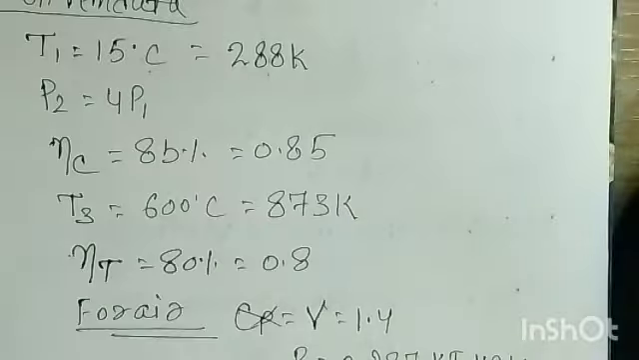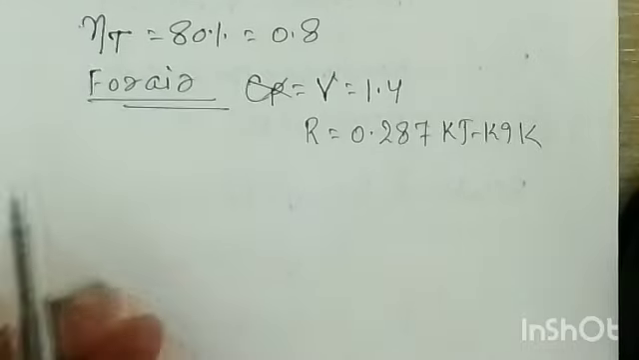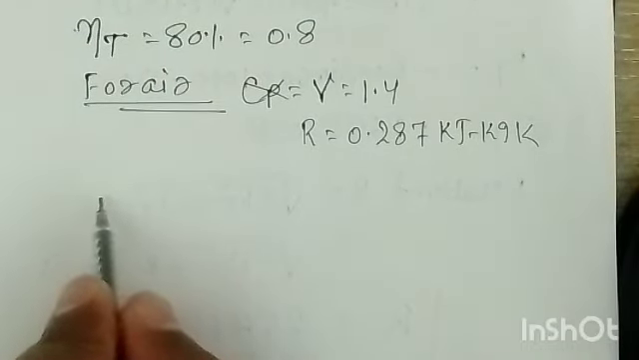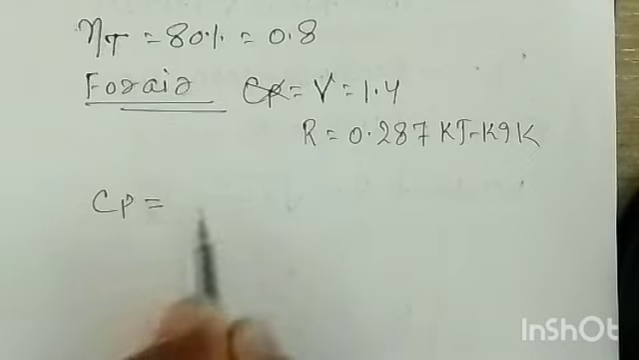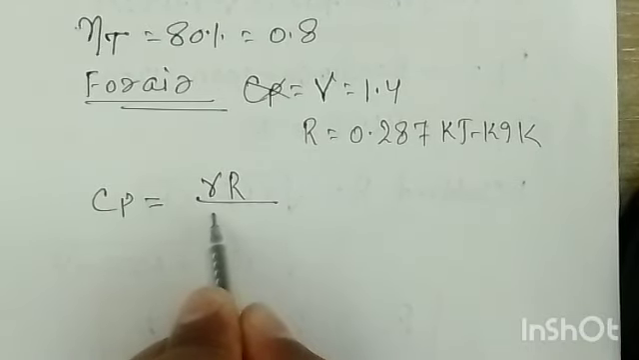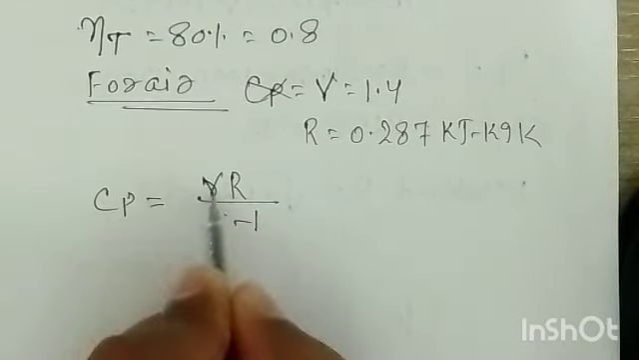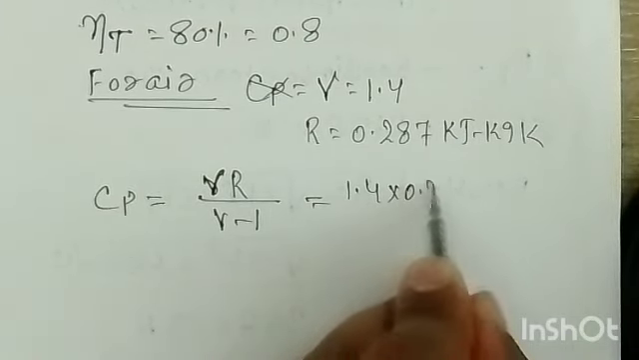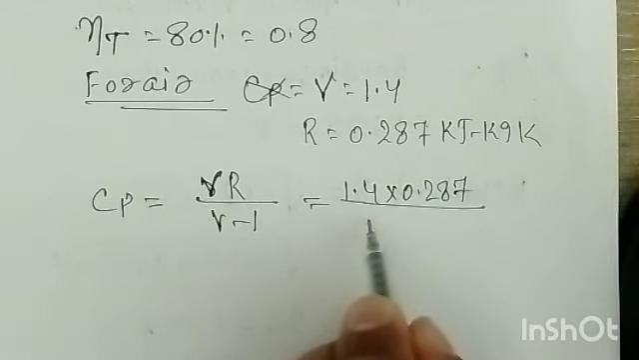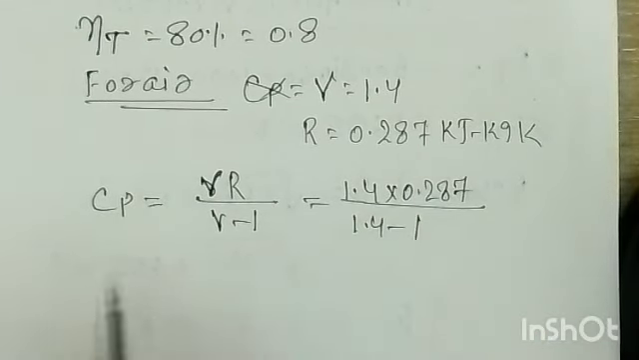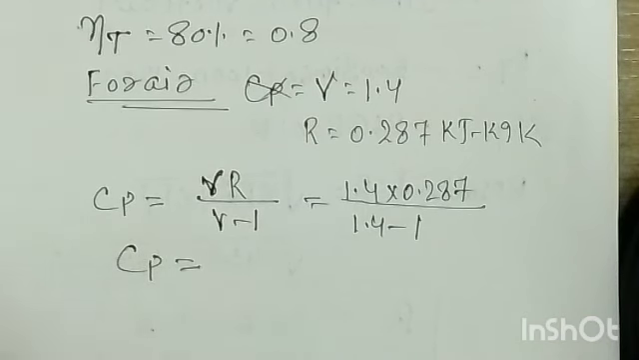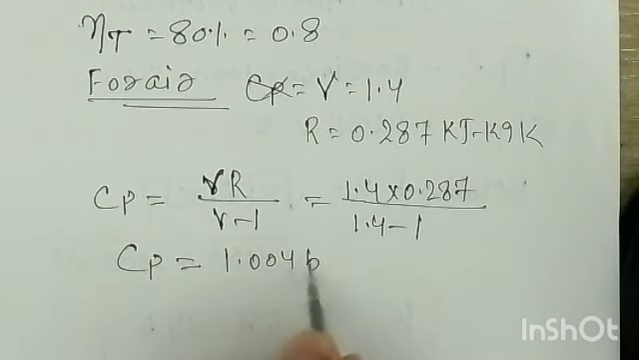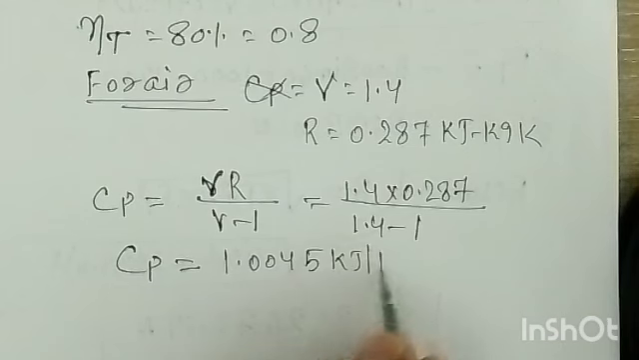Okay, right. So here, first of all, I'll get the Cp value, that is specific heat at constant pressure. Cp is equal to gamma R upon gamma minus 1. Gamma is the adiabatic constant. So gamma is 1.4 into 0.287 upon 1.4 minus 1. So Cp we got, Cp is equal to 1.0045 kilojoule per kg Kelvin.